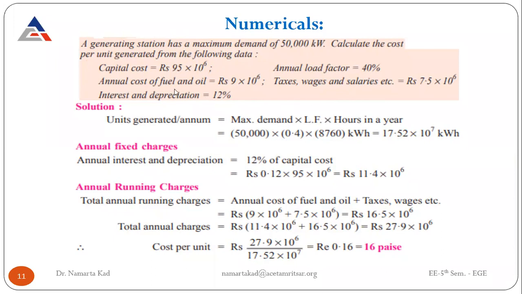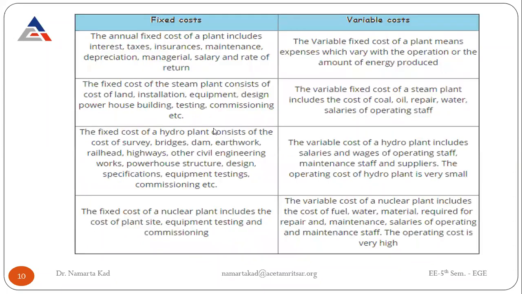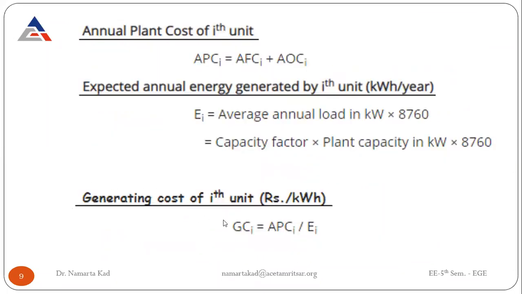Annual cost of fuel and oil is rupees 9 into 10 raised to power 6. Then taxes, wages and salaries are rupees 7.5 into 10 raised to power 6. Then interest and depreciation is 12%. So in this numerical, we have to calculate the generating cost, the cost per unit generated. That means we have to calculate this one, the generating cost of the unit.